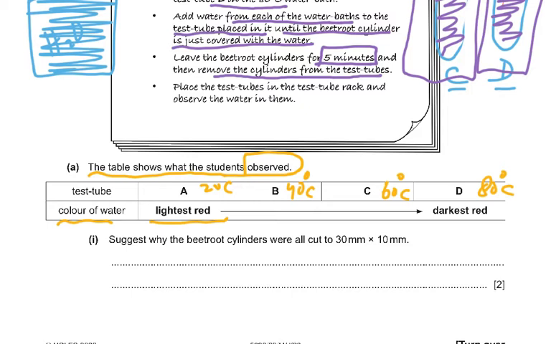Now let's look at the question and read the whole question. I'm not going to read the whole question here, but I'm going to go along. But when you're doing the exam, please read the whole question and then start attempting to do the question. First, read the whole question. Part 1, suggest why the beetroot cylinders were all cut to 30 by 10 millimeter. That's for 2 marks. Always look at the marks as well. So you've got to give me something like 2 points or maybe even 3 points, because maybe one of them is wrong which you've written.